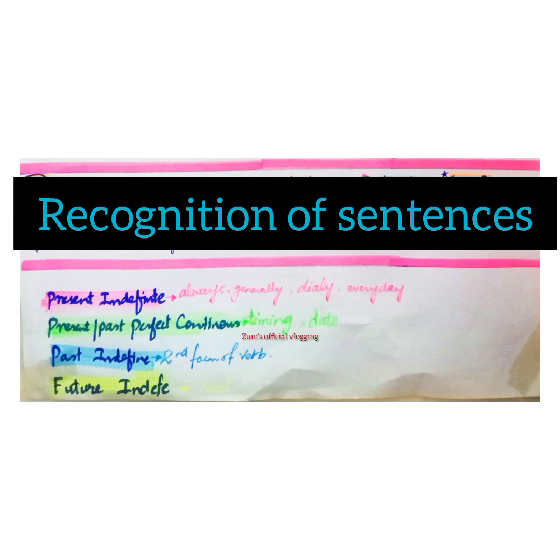The identification words of present indefinite are always, generally, daily, every day. Sentences with these words are present indefinite. Those sentences which contain timings and dates are of course present and past perfect continuous, and where the second form of the verb appears, that will be the present indefinite. And in case of future indefinite, you will see words like next, etc.